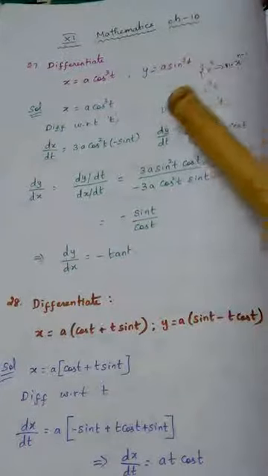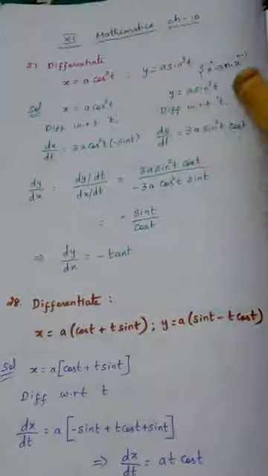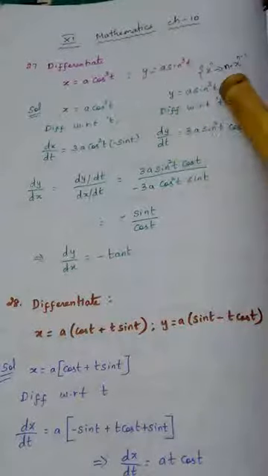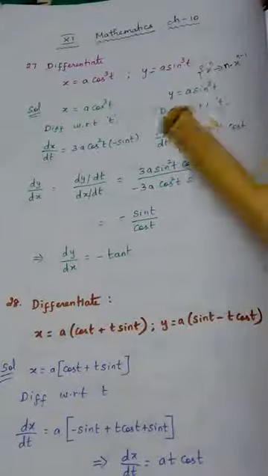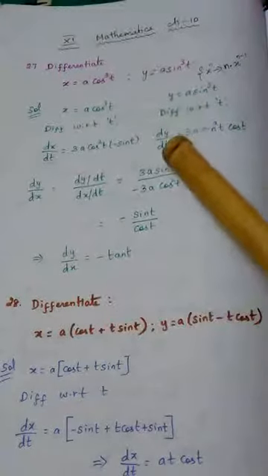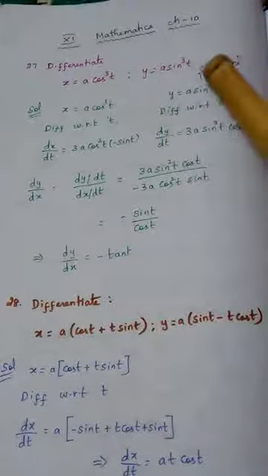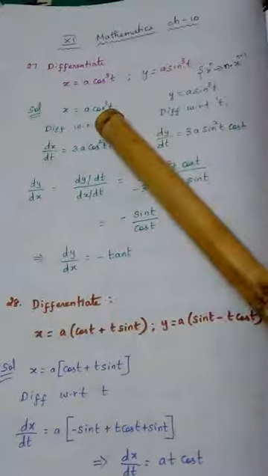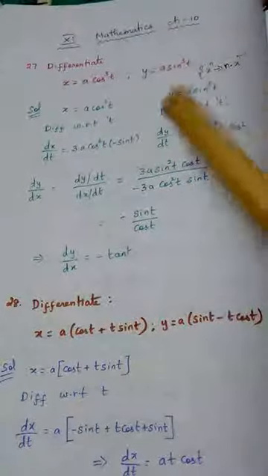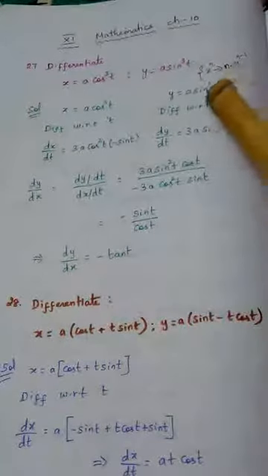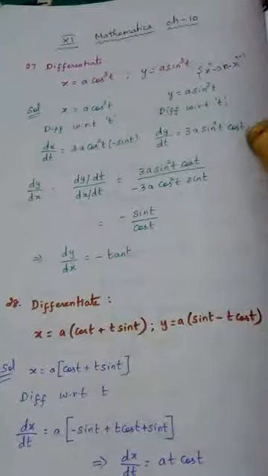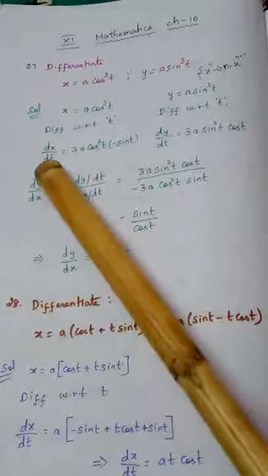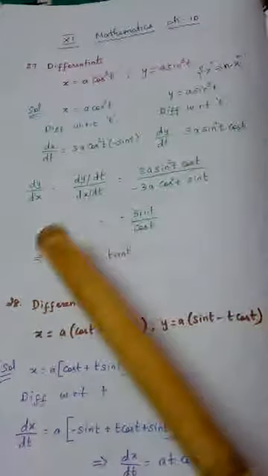Similarly, now take this function y. Y is equal to a sin cube t. Differentiate this with respect to t, because y is a function of t. So dy by dt is equal to 3a, the same way how we differentiated here. 3 will come to the front, 3a sin square t, and if you differentiate sin t once again, it becomes cos t. So now we found dx by dt separately, dy by dt separately.